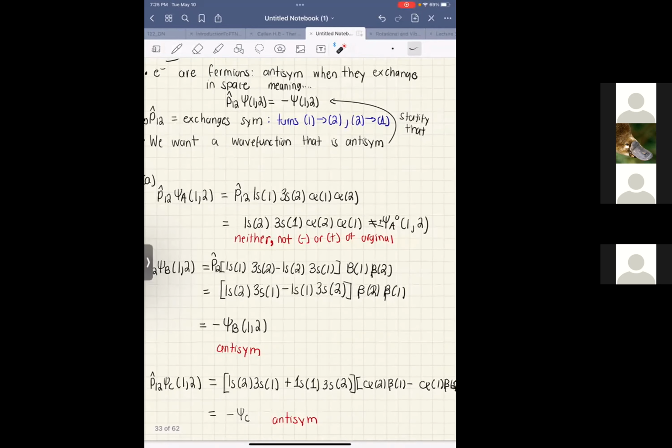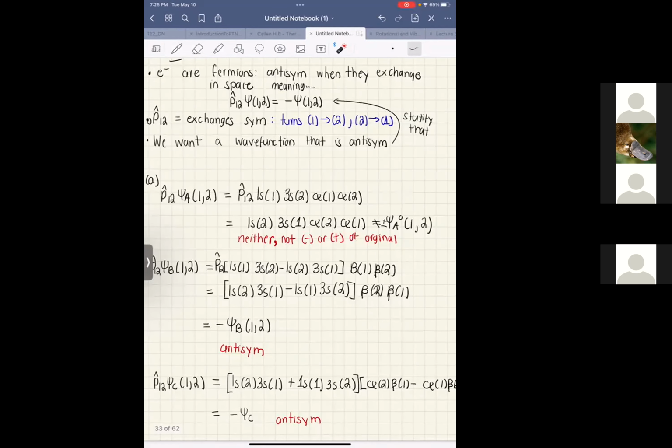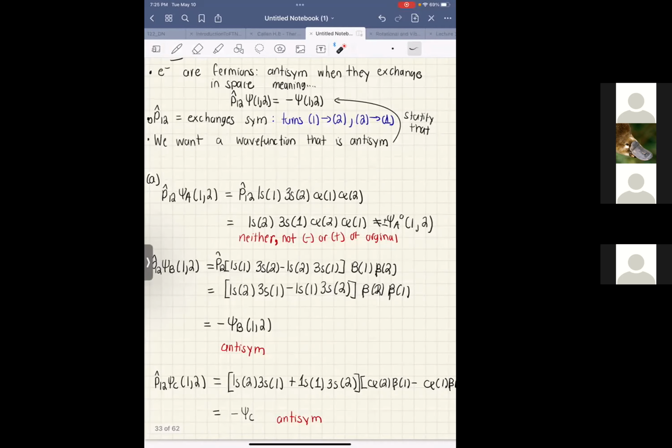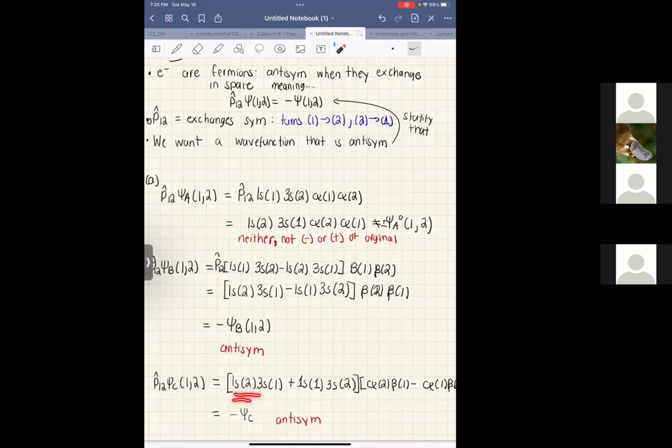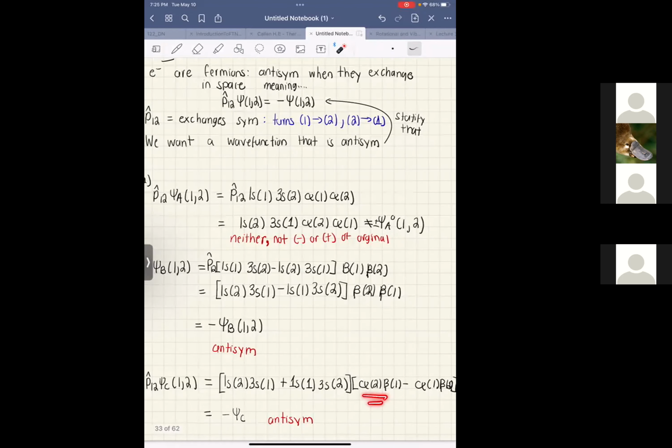Okay, so the third one, we apply the operator, and I didn't write out the wave function, but I just wrote out the result of applying that operator. This would be the same as the original. So the spatial part is the same, but the spin part is different. The spin part would be negative, and this would coincide with a negative of the original wave function.